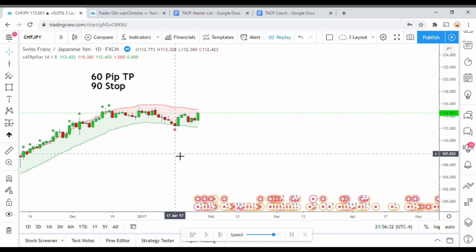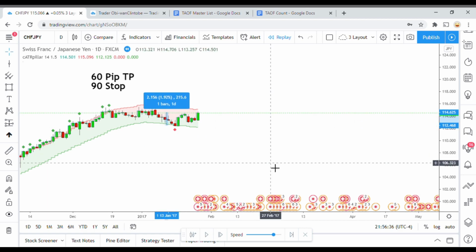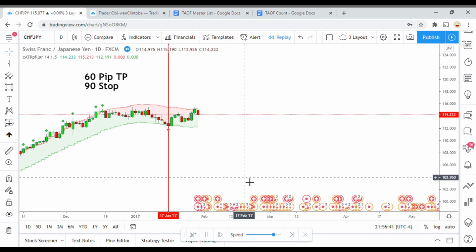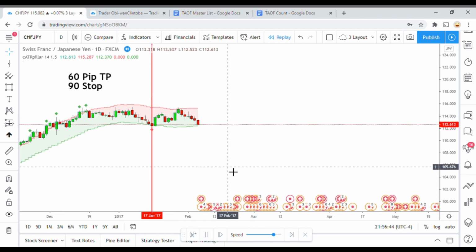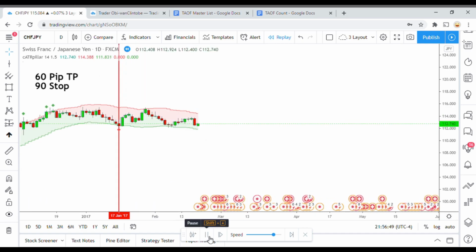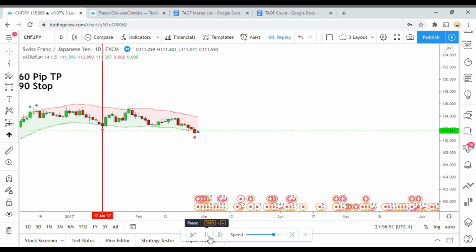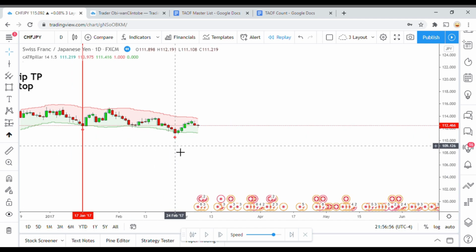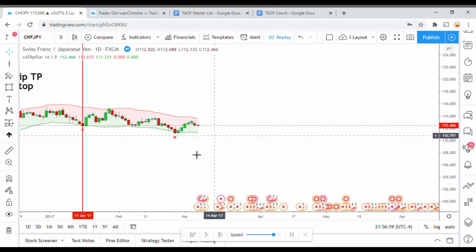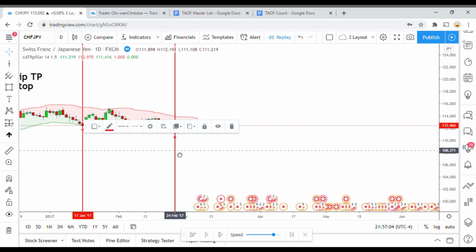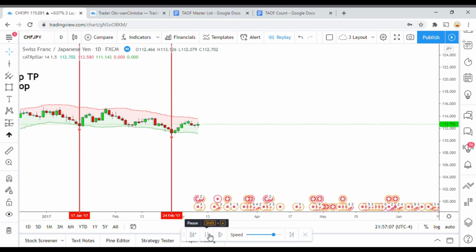All right, so there is the first signal. That was a signal to go short right there. And unfortunately, it was not a good signal. It did stop us out. And playing along here, there's another short, and unfortunately, again, we got stopped out.